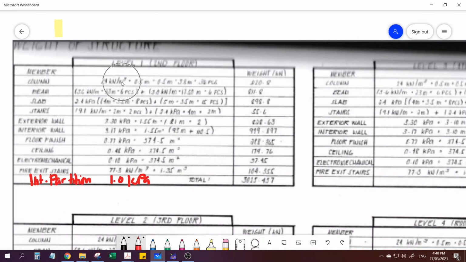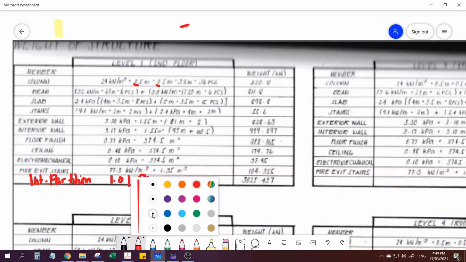Basically, just take note of the formula. 24 kilonewton per cubic meter, that is the unit weight of concrete. Then, you multiply it by the cross-section of the column. Cross-section, then the length. Let me get the pen.